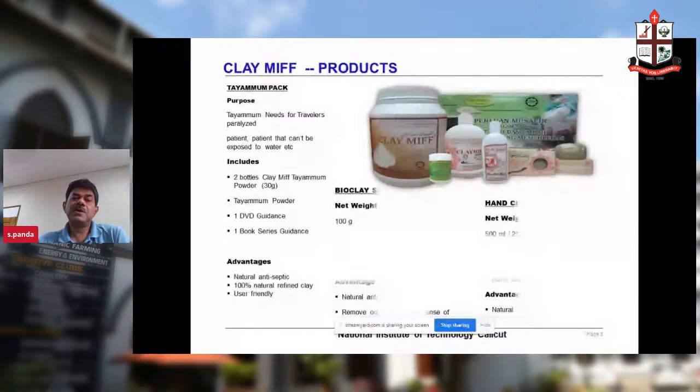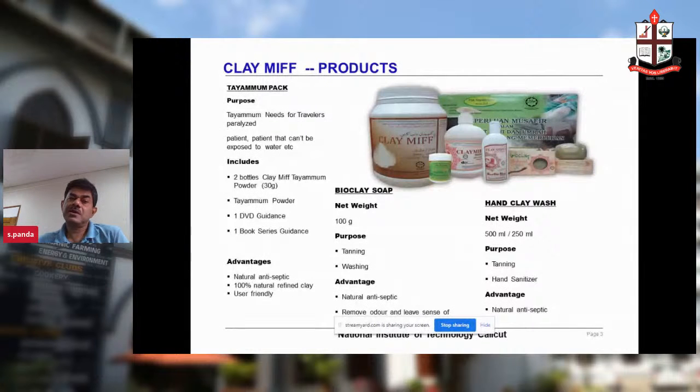This problem comes from a company which is called Clay MIFF. The company is based in many Arabian countries, and they make cosmetic products like soap and hand clay wash. One of the products is a tayammum pack. If you go to many Gulf countries, they have their own sanitizers, and basically it is a product made of very natural contents.